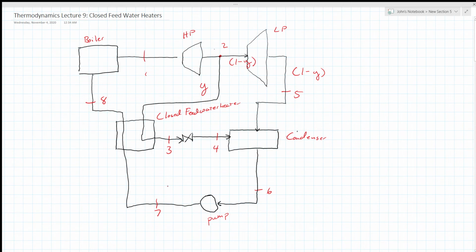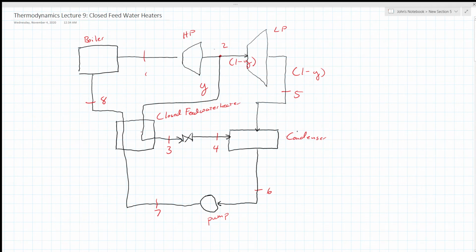Well, what's the difference between a closed feed water heater and an open feed water heater? Well, a closed feed water heater, unlike an open one, as you can see, has two flows that do not mix. The steam that is siphoned off from the high pressure turbine heats the water going into the boiler, preheats it, but these two never mix. Instead, this steam is sent off to the condenser to remix with the water that is left after the low pressure turbine.